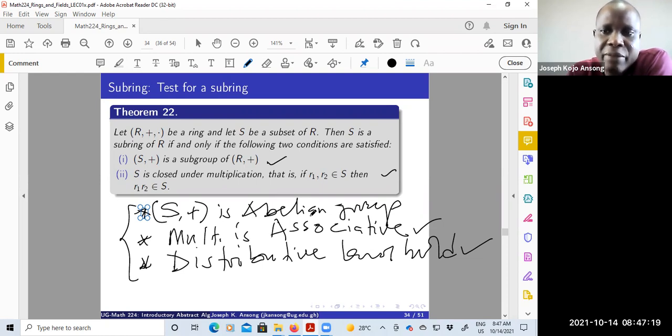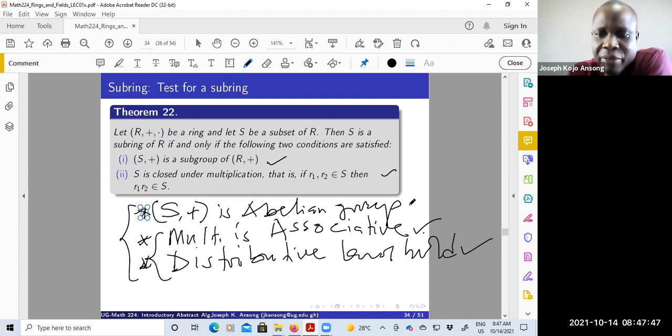And therefore, the elements in S must also obey multiplicative associativity. Okay, so that is true for S. Also, all the elements in R obey the distributive laws, and therefore, all the elements in S must also obey the distributive laws because S is a subset of R. Okay, so these ones are given, really, they are straightforward.